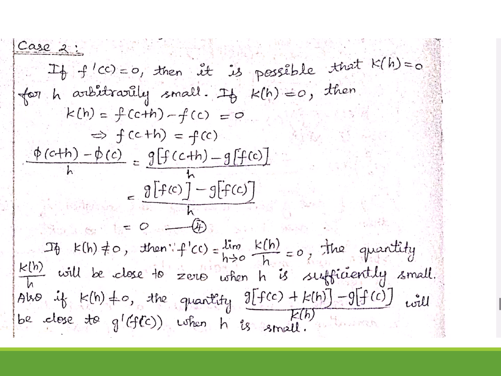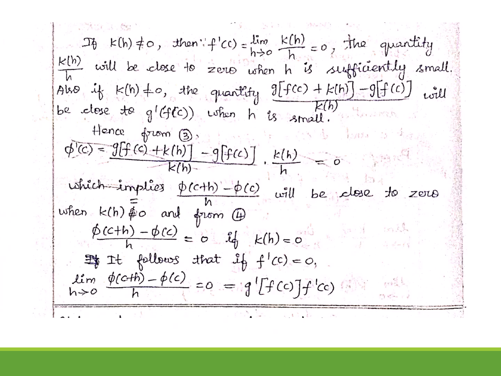Equation 4. If k(h) is not equal to 0, then f'(c) equals the limit as h tends to 0 of k(h) divided by h, which equals 0. The quantity k(h) will be close to 0 when h is sufficiently small. Also k(h) is not equal to 0. The quantity g(f(c) plus k(h)) minus g(f(c)) divided by k(h) is close to g'(f(c)) when h is small, if k(h) is not equal to 0.